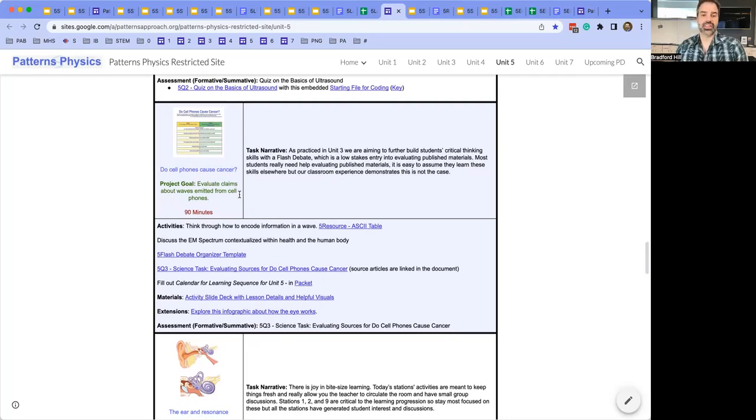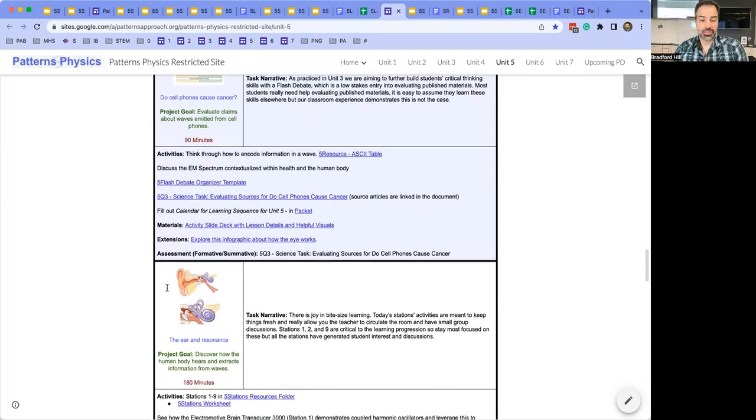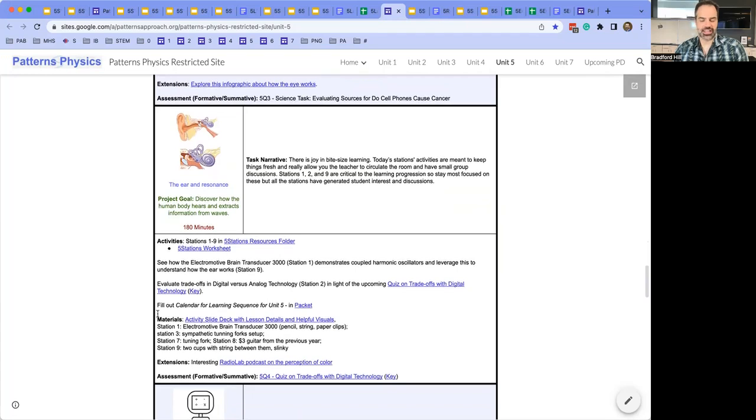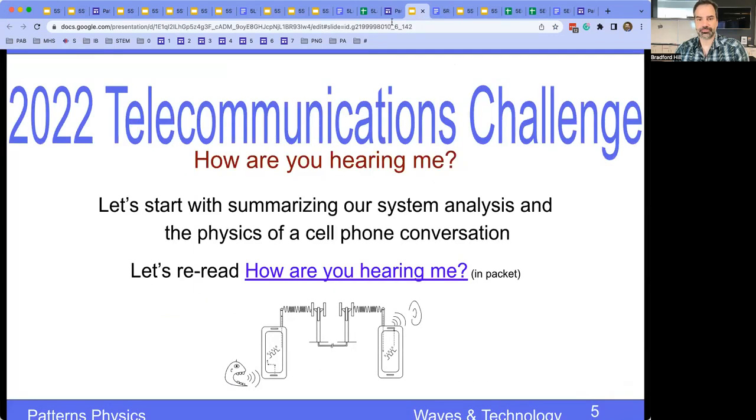And so we knew that they needed some exposure and practice before we hopefully get them to mastery here. Then we have the ear and resonance, which is a stations day, which has just loaded. It's a great 1 to 2 days. So really high interest, teacher guide on the side. Those are great days. And of course, there's a whole folder of resources along with the worksheet.